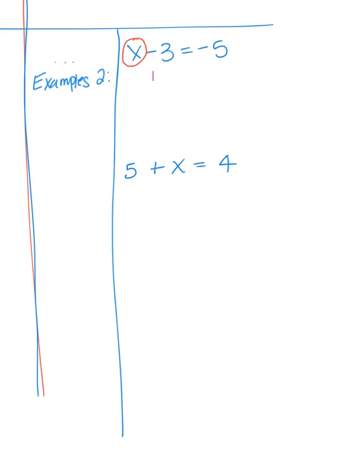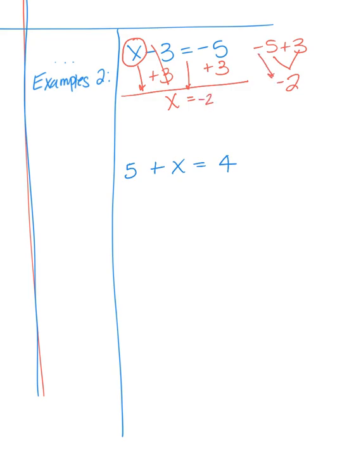The opposite of -3 is +3. What I do on one side, I have to do to the other. This gets me 0. So all I have left is x equals -5 plus 3. Those are different signs, so subtract them. Keep the sign of the bigger number, and it's -2.